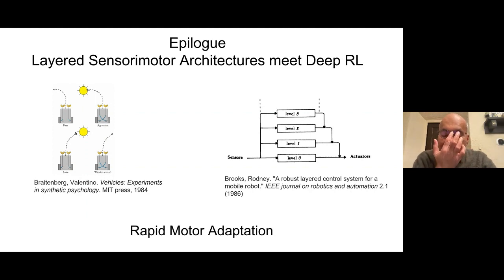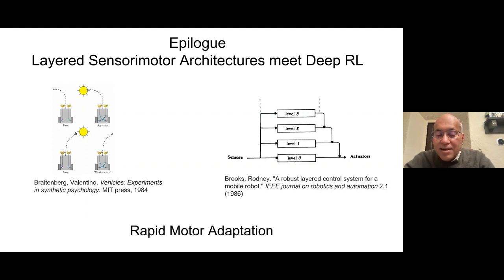The difference here is that we have done it in a learning framework. And it's a synthesis of ideas which have been around in neuroscience from someone called Valentino Breitenberg. He had this book called Vehicles, which I recommend. And people like Rod Brooks going back to the 1980s of layered architectures. But by combining these ideas with learning, we get something much more effective.